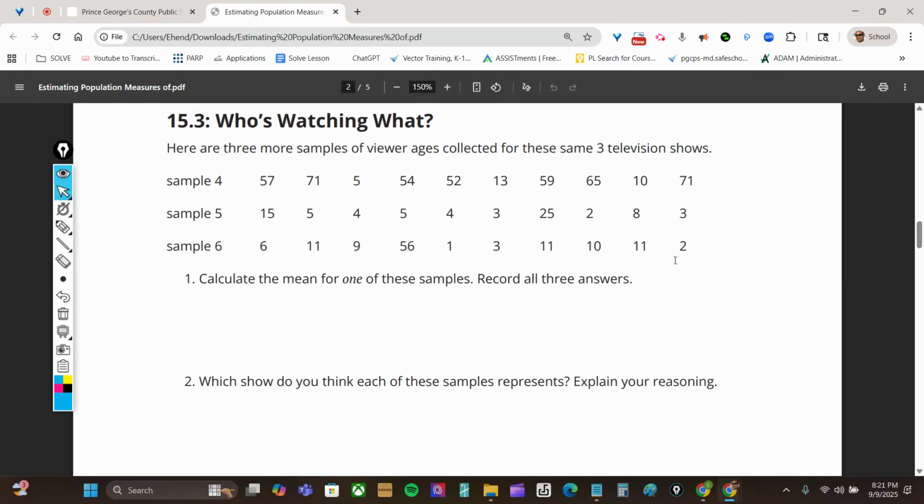All right, take a moment to read that. All right, so this is more of the same. Basically, I think it's exactly the same. It's just got new data. So you're going to basically do the same thing. I guess it's more practice. Okay, so add it up, then divide by 10. 1, 2, 3, 4, 5, 6, 7, 8, 9, 10. 10 it is. So it's going to be the same thing.